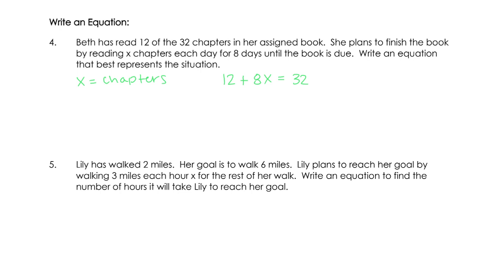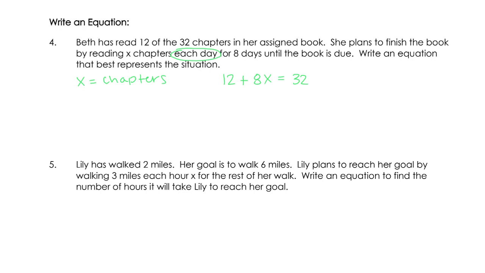So again, she's already read the 12, so that's why we started with the 12. Then she's going to read x chapters each day. When you see each day or per day or anything like that, that automatically implies multiplication. She's going to be reading a certain amount of chapters for 8 days, so you would just take the 8 days and multiply that by the number of chapters that she's reading a day. Okay. Then we have number 5.